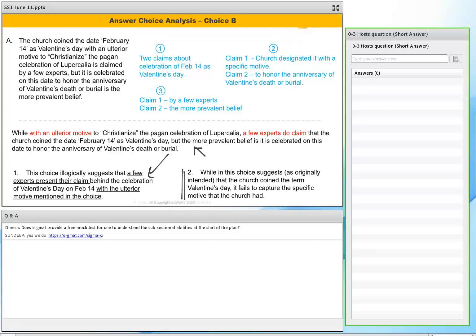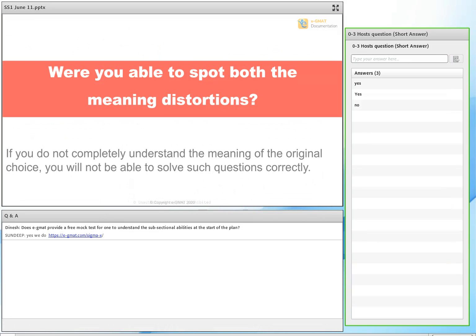Everyone who chose choice B, do you get why it's wrong? Come on, guys, there were a few folks. Okay, perfect. If you say no, you can put the question in the Q&A part. But again, remember, as feedback, make sure you get all the aspects of the meaning from the original choice.